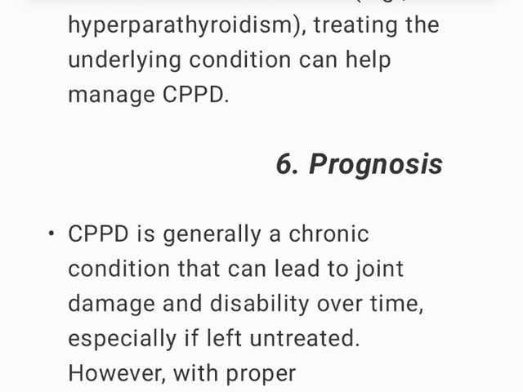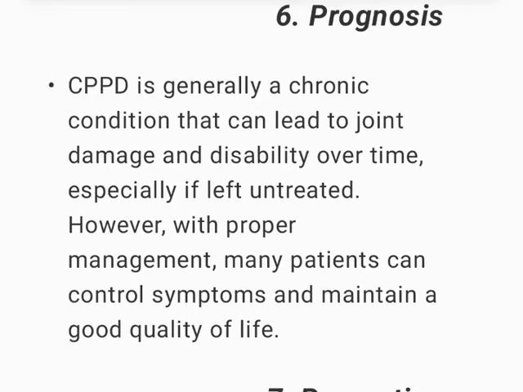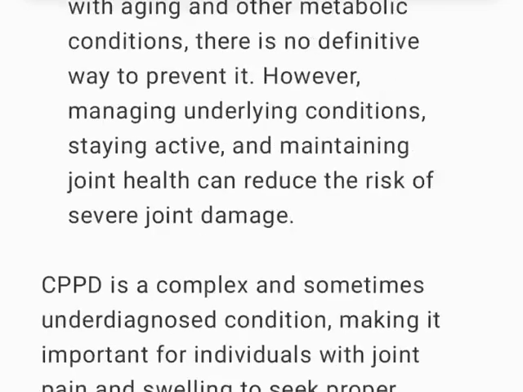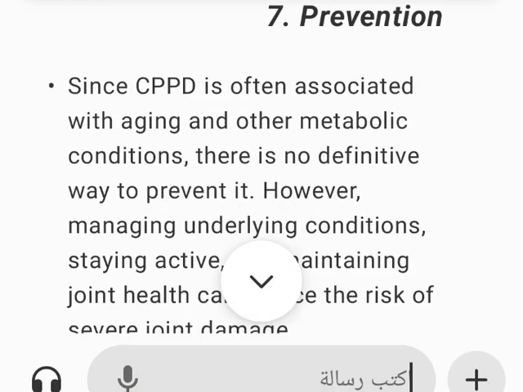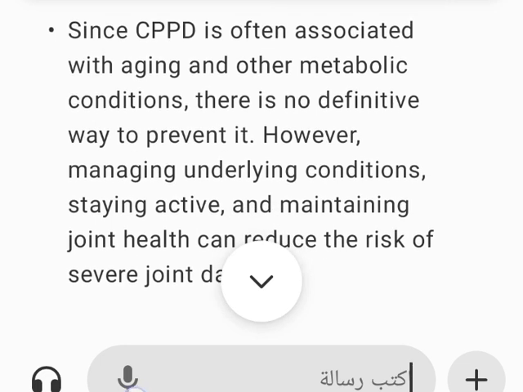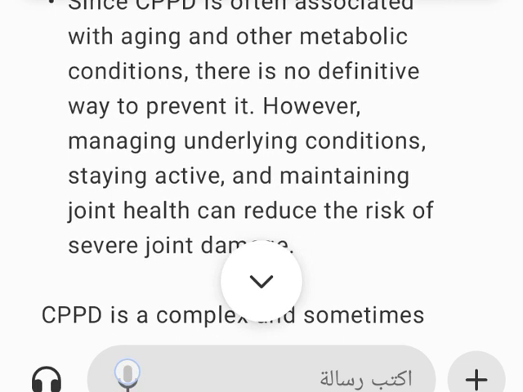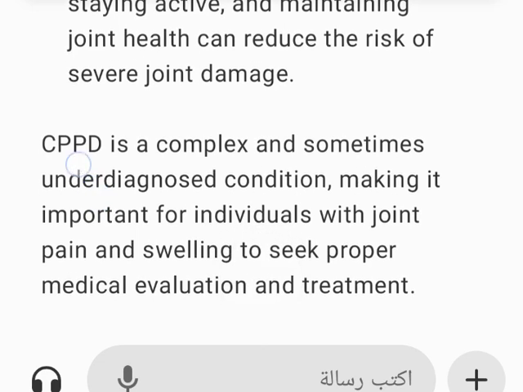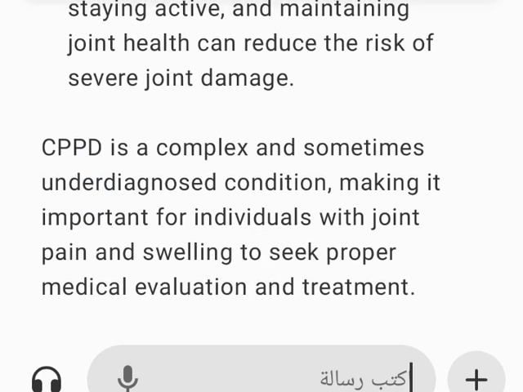manage CPPD. 6. Prognosis. CPPD is generally a chronic condition that can lead to joint damage and disability over time, especially if left untreated. However, with proper management, many patients can control symptoms and maintain a good quality of life. 7. Prevention. Since CPPD is often associated with aging and other metabolic conditions, there is no definitive way to prevent it. However, managing underlying conditions, staying active, and maintaining joint health can reduce the risk of severe joint damage. CPPD is a complex and sometimes underdiagnosed condition, making it important for individuals with joint pain and swelling to seek proper medical evaluation and treatment.